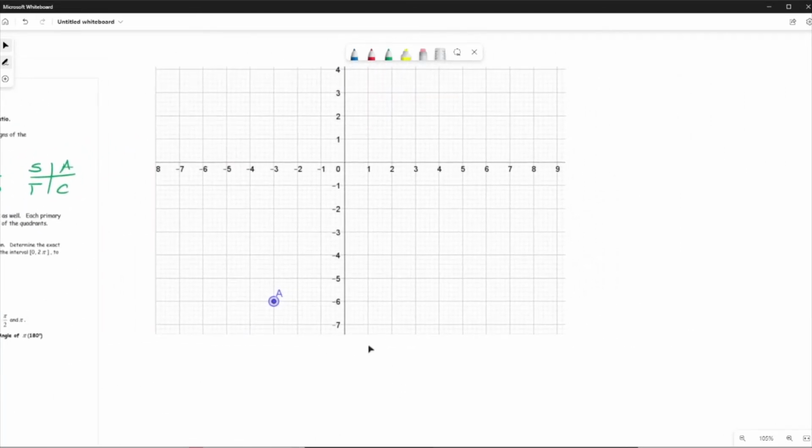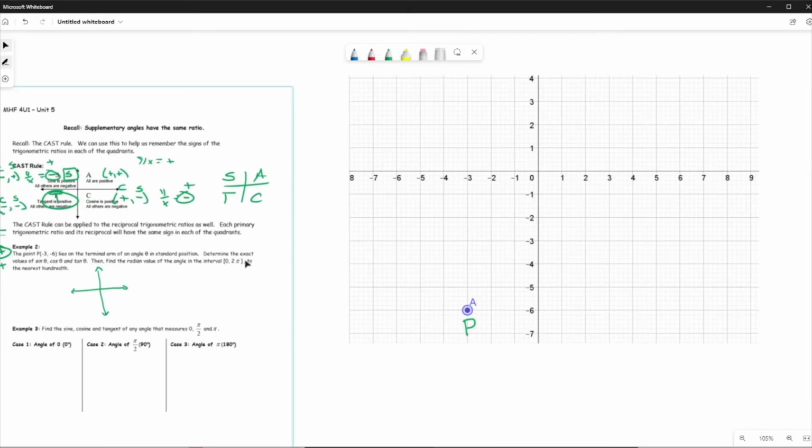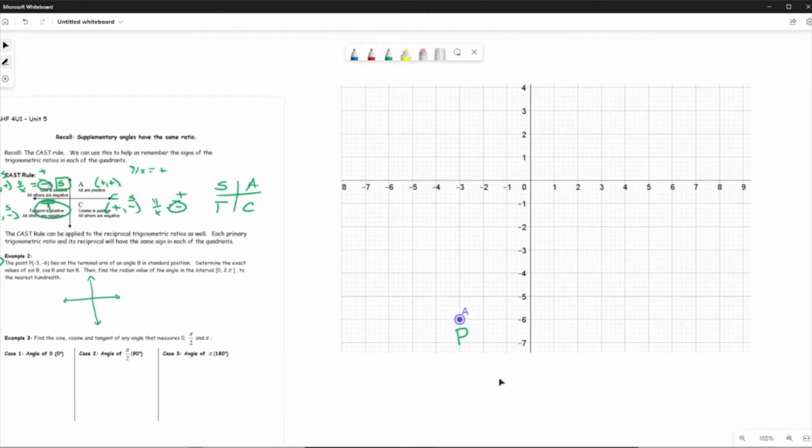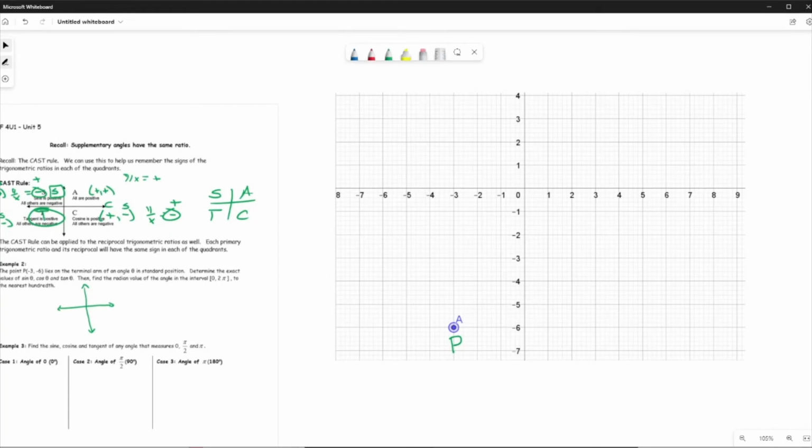So there's the point P. The question is, what is the angle in standard position? Determine the exact values of sine, cos, and tan. Then find the radian value of the angle to the nearest hundredth. This is a big question, and this is a guaranteed test or quiz question. This is the main skill of the unit. So let's review how you do this.